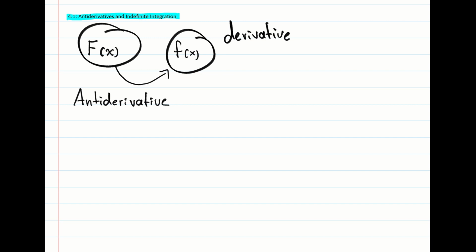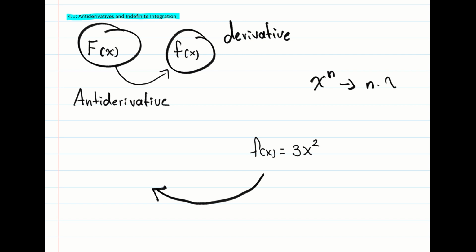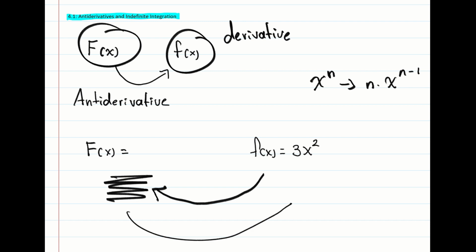So now let's start an example. If I tell you that I have a function f of x equals 3x squared, the question is, can you tell me where this function came from? What did I have to take the derivative of to get 3x squared? For that, let's remember that if I had x to the n, the derivative of that is n times x to the n minus 1. So think to yourself, what is this antiderivative capital F of x such that when I take the derivative of it, I get this here?